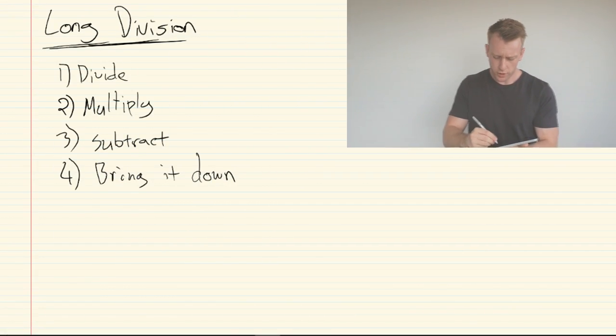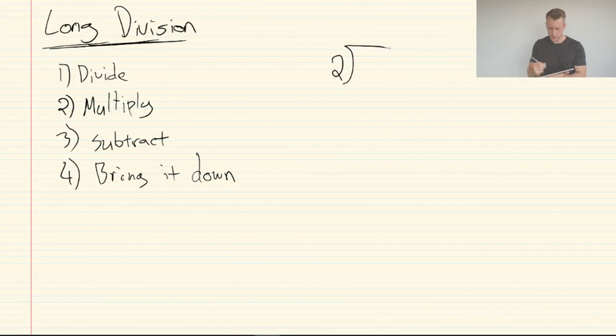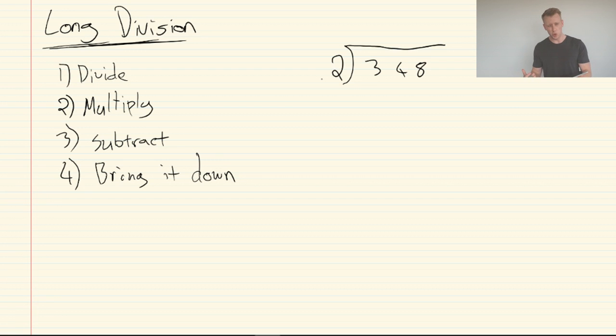Let's say we have 2 going into 348. What's the first step? The first step is to divide. So we're going to be putting 2 into 3. And how many times does 2 go into 3? This might be a little bit intuitive, but only once. So our first step here was to divide 2 into 3, and we saw that it goes in once.